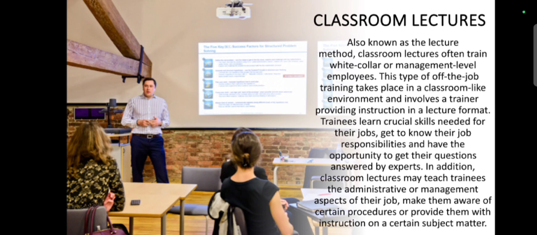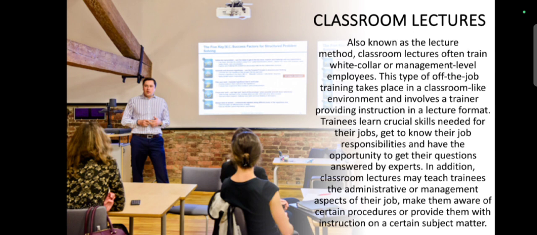This type of the job training takes place in a classroom like environment involving a trainer providing instructions in a lecture format. Trainees learn crucial skills there that are needed for their jobs, and they also get to know about their job responsibilities. They also get an opportunity to get their questions and queries answered by experts. In addition to that, classroom lectures may teach trainees the administrative or management aspects of their job, making them aware of certain procedures or providing them with instruction on a certain subject matter. So this was all about off the job training methods.